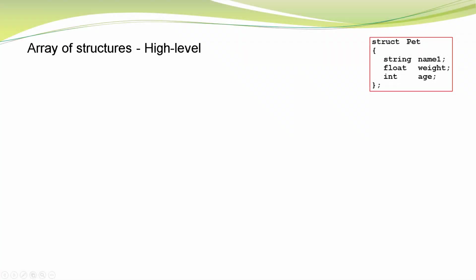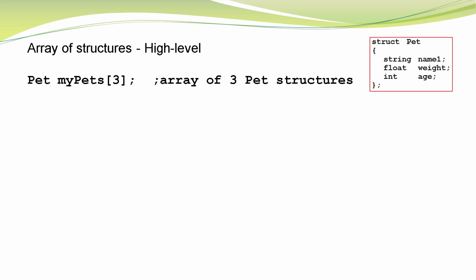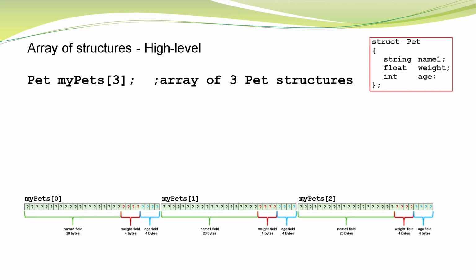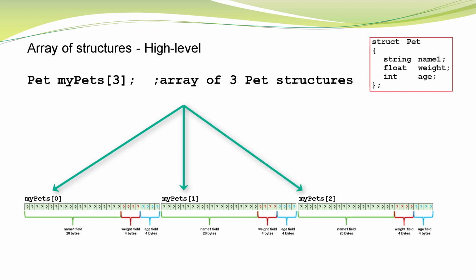Before we get into talking about arrays of structures in assembly language, let's make sure we understand that concept in a high-level language. So we'll go back to the high-level structure definition from part 1 of our look at structures. That definition is up here in the corner. In C++, I could declare an array of pet structures like this, and that array would look like this in RAM. Each one of the structures would have its own name1 field, its own weight field, and its own age field. I could refer to those structures individually as mypets0, or mypets1, or mypets2.